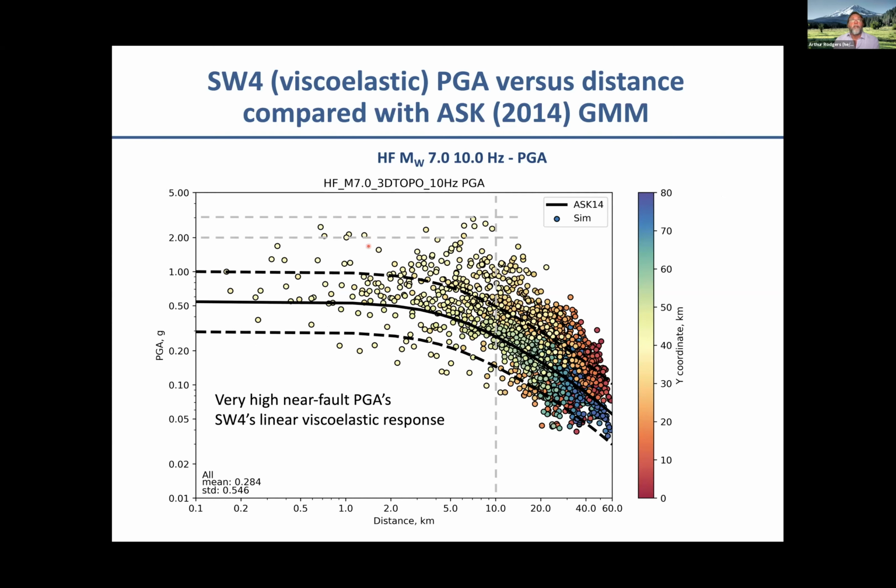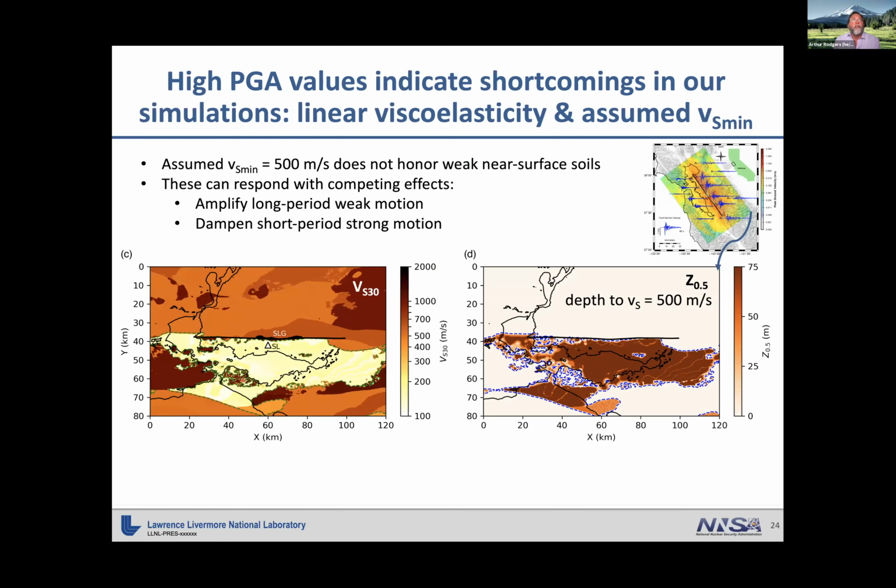In fact, extremely high, right? 2 or 3G. And it's not surprising though, because these are areas that have low VS30. And we're running a linear elastic code that does not include the damping effects or nonlinear site effects.